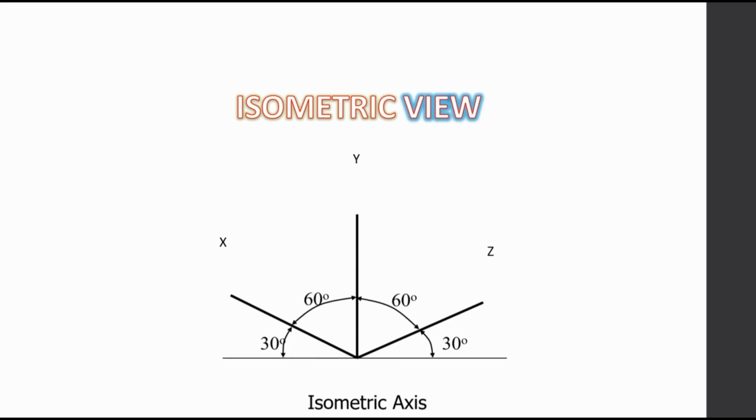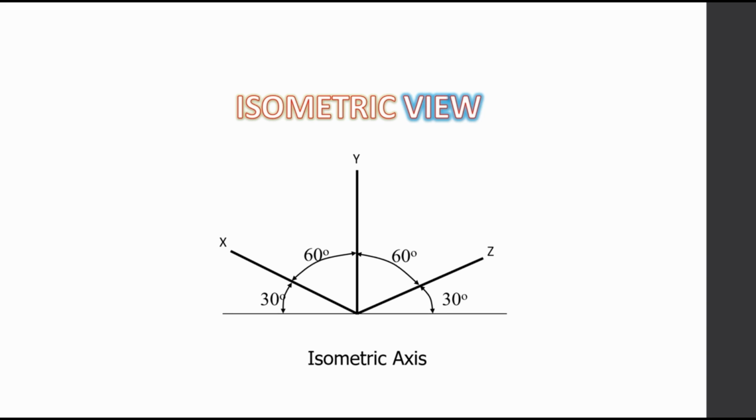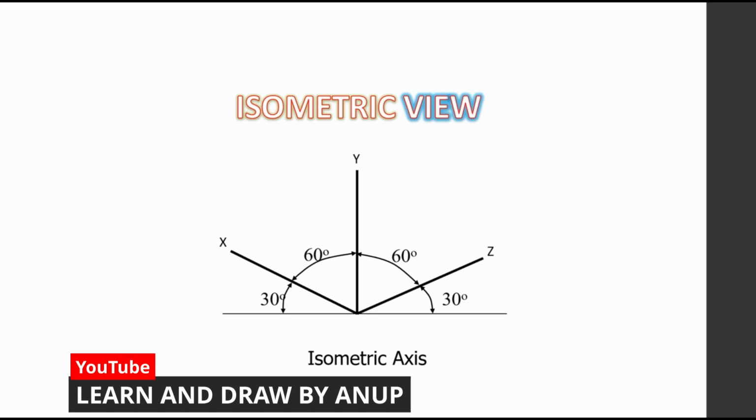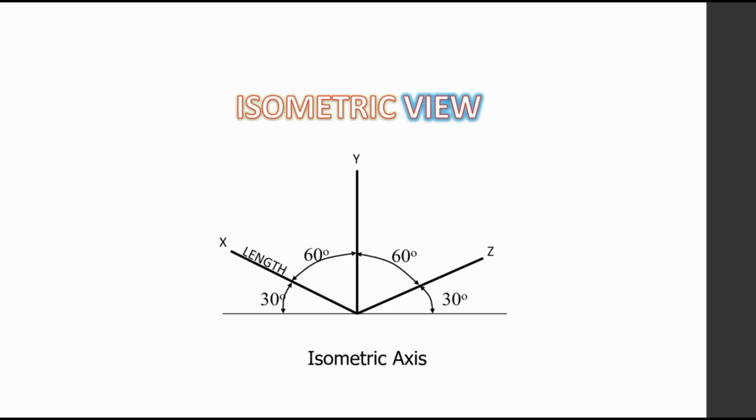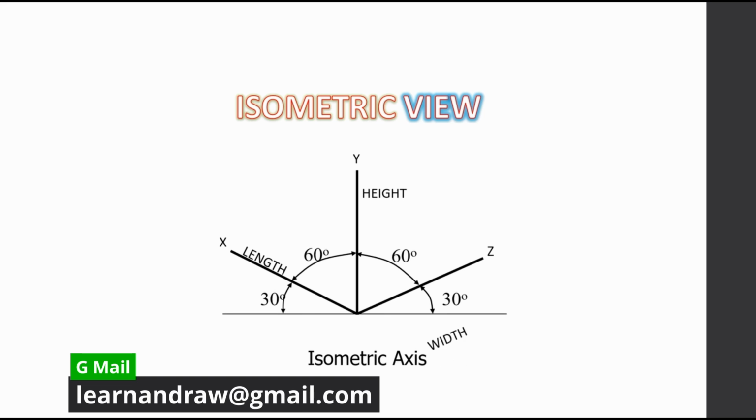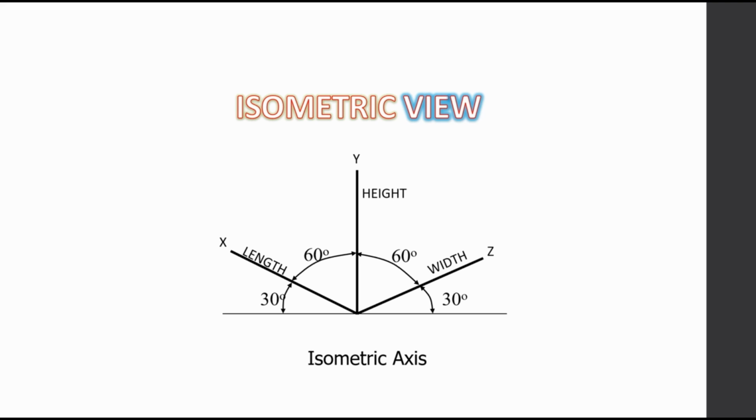We can do this by using the isometric axes, that is the x-axis, y-axis and the z-axis. Along the x-axis we have to draw the length of an object. Along the y-axis we have to draw the height of an object, and along the z-axis we have to draw the width of an object. The x-axis will be drawn at an angle of 30 degrees to the baseline, y-axis at an angle of 90 degrees to the baseline, and z-axis on the right side at an angle of 30 degrees to the baseline.